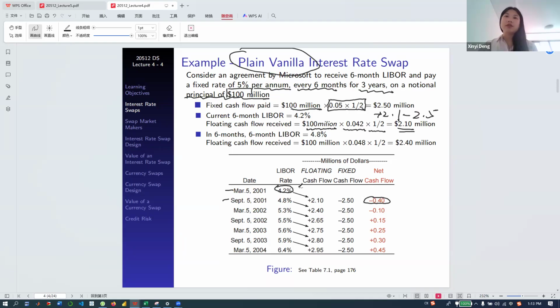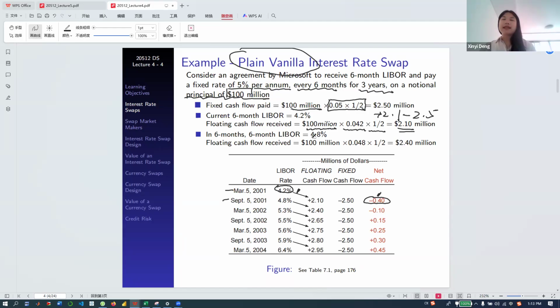So by calculating this first payment, I already showed you guys this is payment in arrears, and also this minus 0.4 is an example of the netting of the cash flows. And also you can keep on doing that.